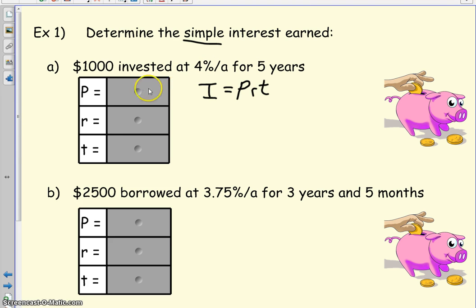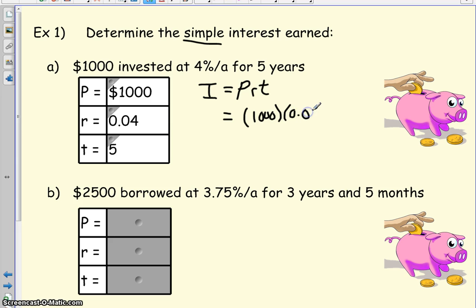We're told the principal, the original investment, is $1,000. We're told it's going to be over a period of 5 years. And then the only thing you have to watch out for is the interest rate. Remember that R is the annual interest rate, but it's given as a percentage. We need to convert it to a decimal, so that's going to be 0.04. So with all that information, you just sub it into the equation. So you have a principal of 1,000, a rate of 0.04, and a time of 5 years.